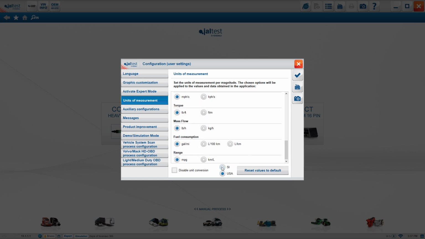We can do it in the international system. Automatically it will select them, or in the USA. All right, click on that to reset values to default. Since we're in the States, it's going to be USA, and you would be ready to go.